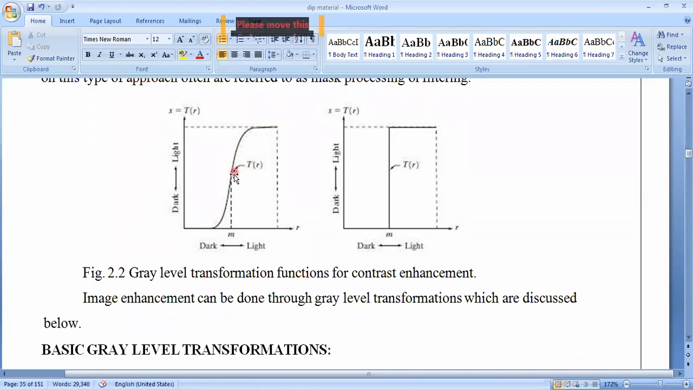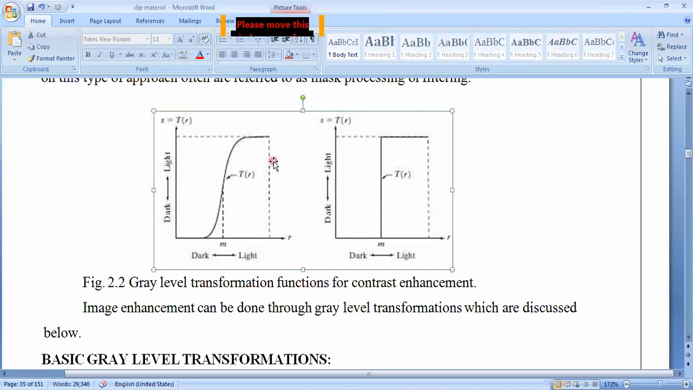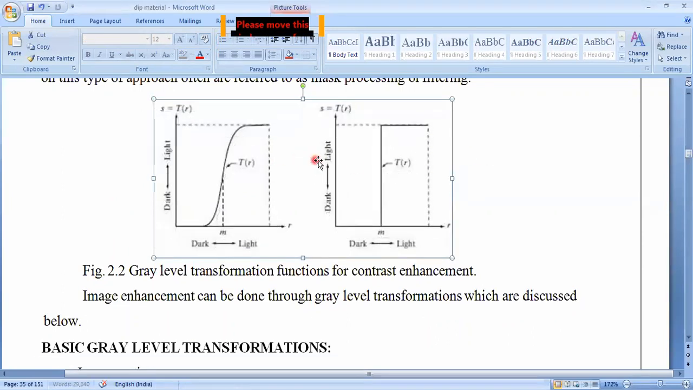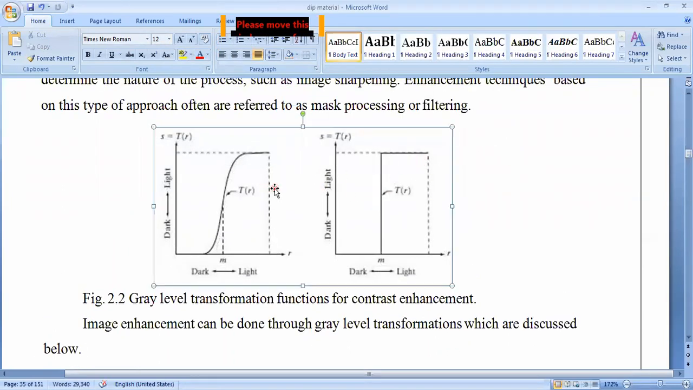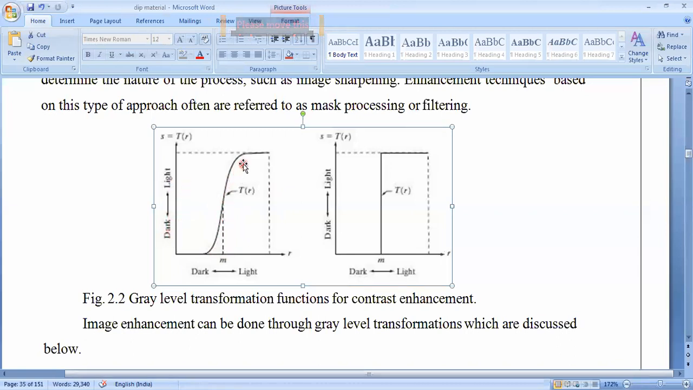Now between this region and this region, you see there is a slight slope. Whenever the input increases, the output also increases. Okay, it is contrast stretching: up to some pixel values are going to be darkened.